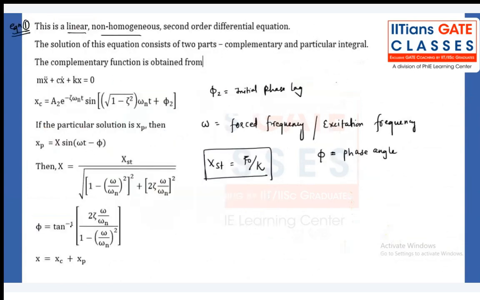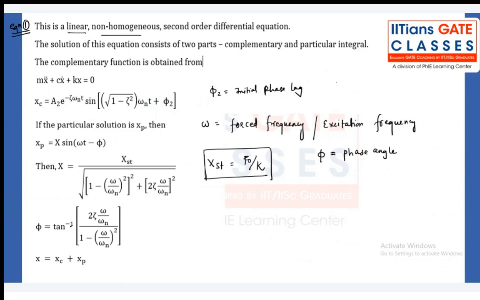Now, further note down. Equation number one is a linear, non-homogeneous second order differential equation, and the solution of this equation will consist of two parts. One is a complementary function, one is a particular integral. The complementary function we already know, which is nothing but a2 e to the power minus zeta omega n t sine omega d t plus phi 2. Again, phi 2 is an initial phase lag and it is a constant which depends on the initial conditions.